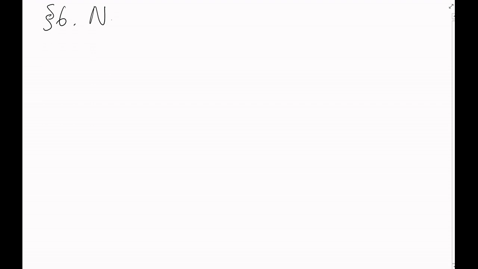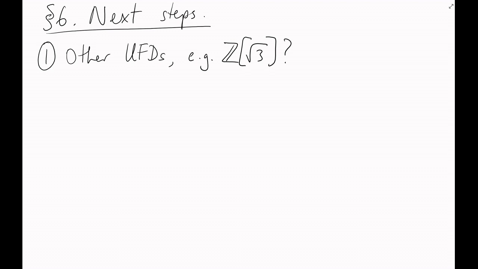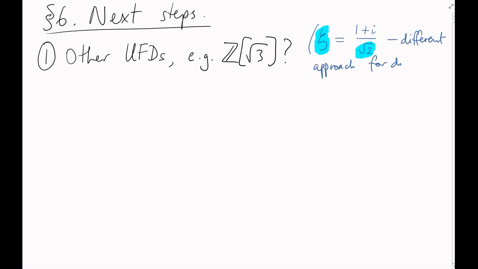Section 6. Next steps. This investigation raises lots of questions. Firstly, what about other unique factorization domains? The only part of this argument that doesn't immediately seem to generalise, so that we can apply it to, say, Z adjoining root 3, is the calculation in the middle involving zeta, the 8th root of unity. Zeta seems to have a natural relation to root 2 already, whereas we might need to find an entirely different way of approaching the problem for different rings.